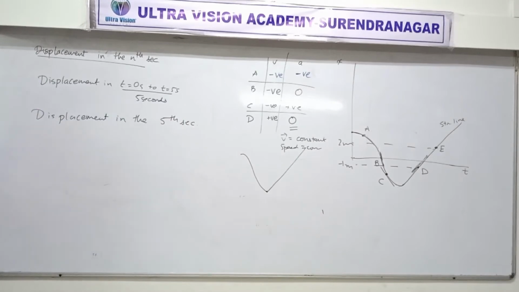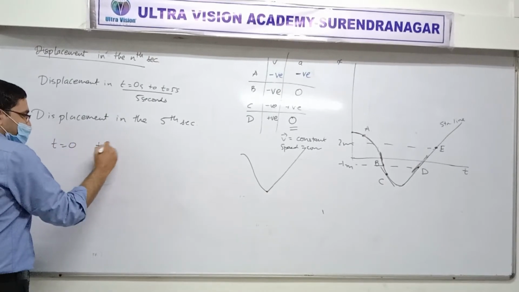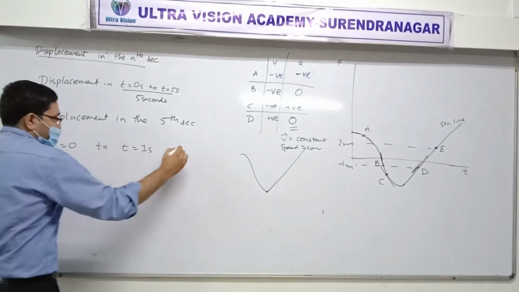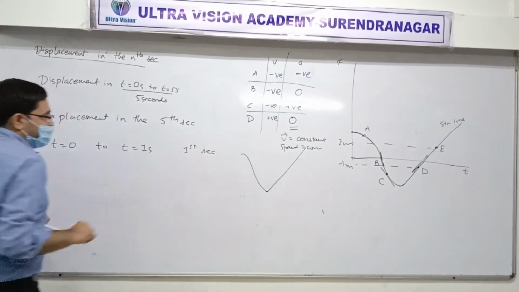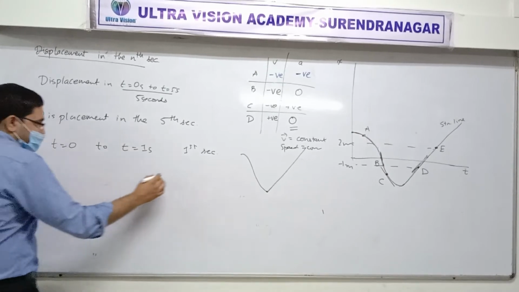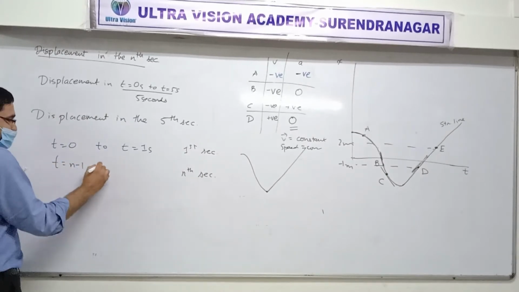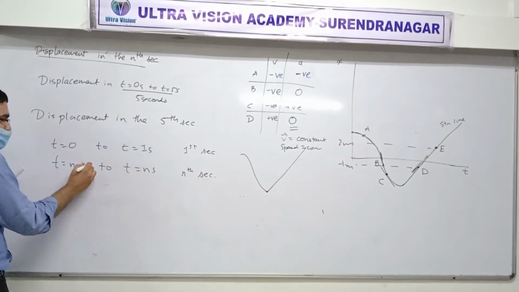Do you see any difference between what I've written here and here? Yes or no? If you start at t equal to 0, then t equal to 0 to t equal to 1 second is called the first second. For example, if you start at 12 o'clock, 12 to 1 is called the first hour, 1 to 2 is the second hour, 2 to 3 is the third hour, like that. So just like that, nth second means actually t equal to n minus 1 to t equal to n seconds. Yes or no?